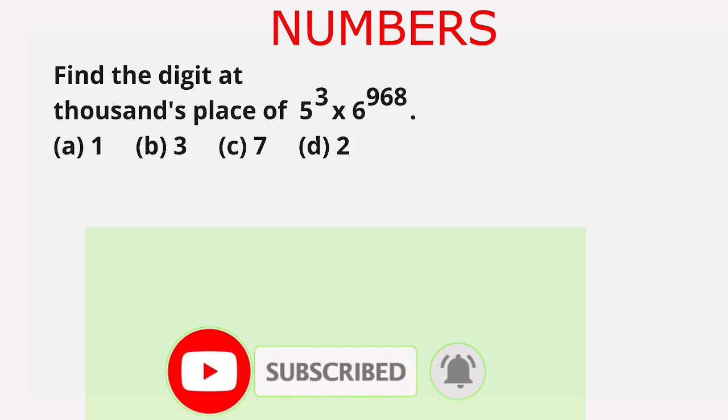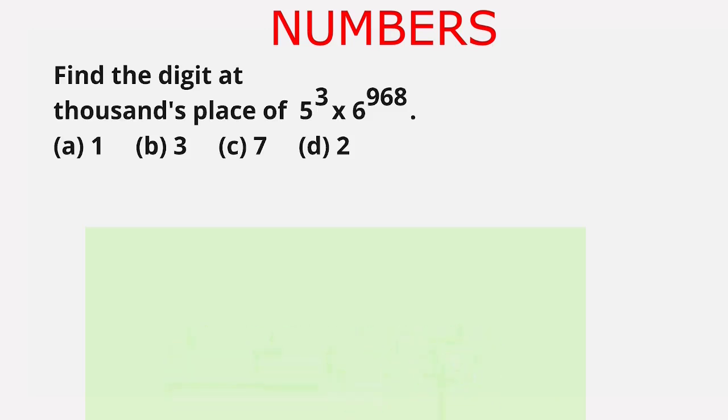We have to find the digit at thousands place, not at unit place. So we solve this question like this. 5 to the power 3 multiplied by 6 to the power 968. We can write this as 6 to the power 3 multiplied by 6 to the power 965, as we have taken the 3 powers from 968. So it has become 965, and we have written it as 6 to the power 3 multiplied by 6 to the power 965.